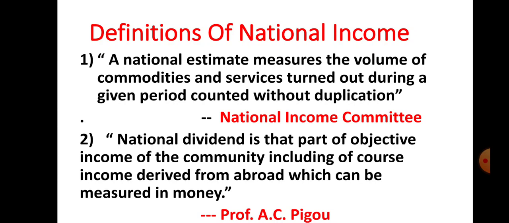Now let us see the second definition of national income. National dividend is that part of the objective income of the community, including of course income derived from abroad, which can be measured in money. So here national income means that part of money. Here we consider income from abroad, as per Professor A.C. Pigou's definition.